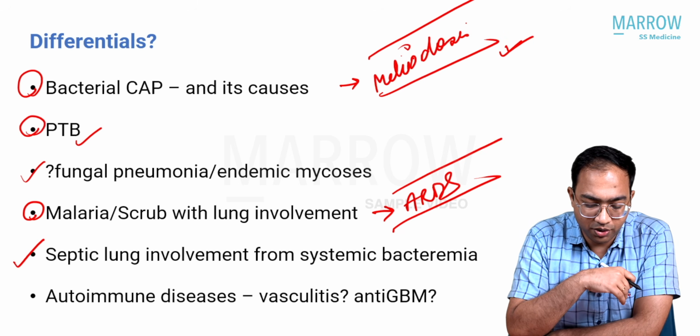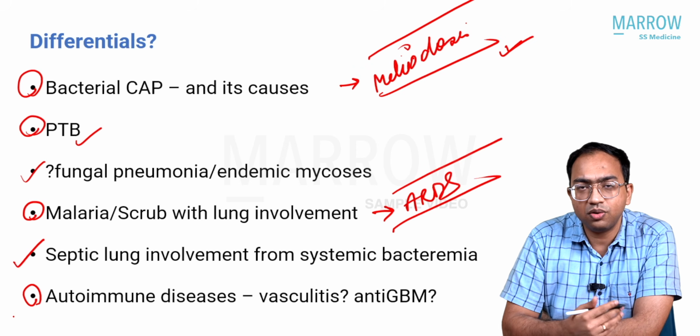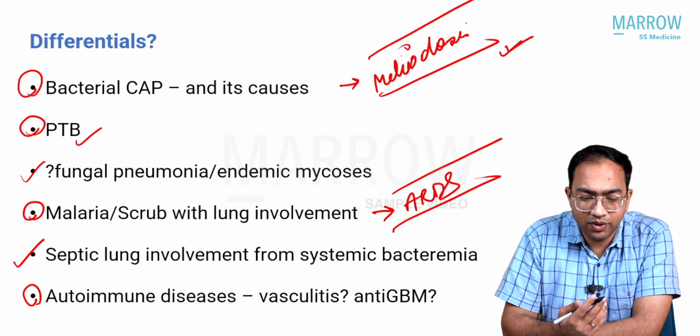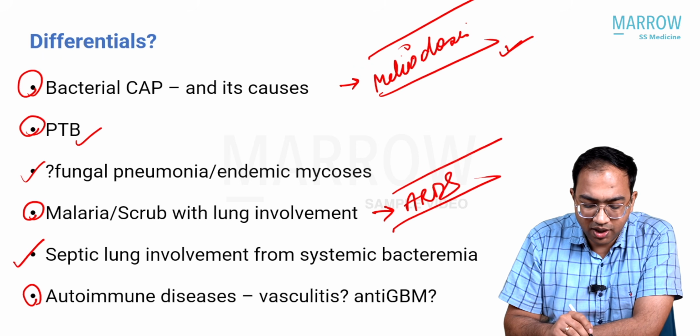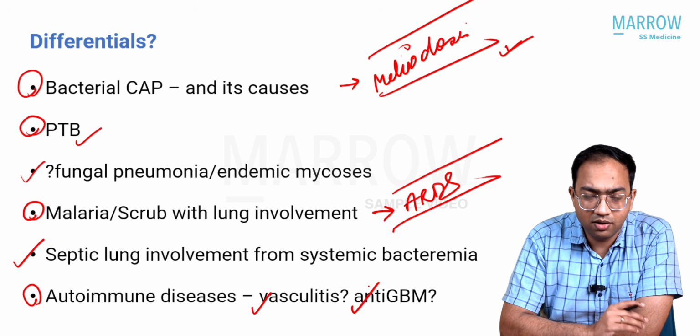So septic embolization per se will not lead to expectoration, but these areas of embolization can break down, become necrotic, and can have expectoration. And of course, you should keep certain non-infectious differentials, although a little less likely in this case with high-grade fever, but then you can have things like vasculitis, anti-GBM syndrome, etc. when the setting is right.